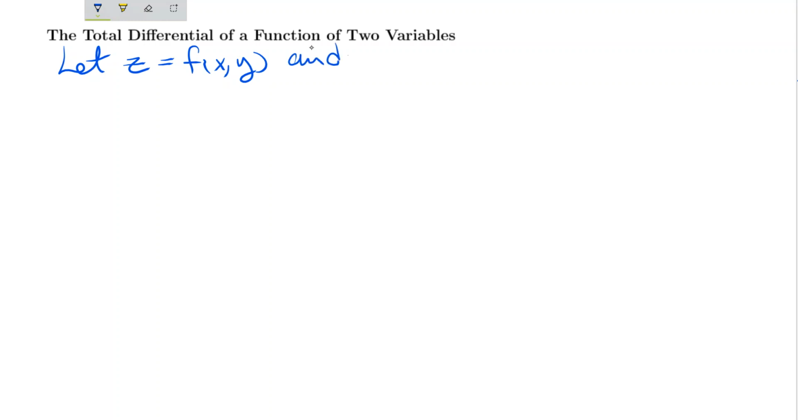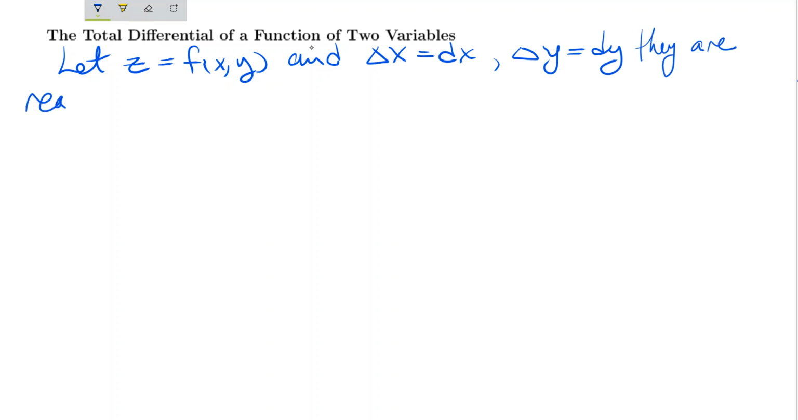And when I look at delta x equal to dx, delta y equal to dy, they are real numbers. The differential rules for things that are non-real or complex are different. So just keep that in mind in case you want to ever do some derivative stuff with some complex numbers.